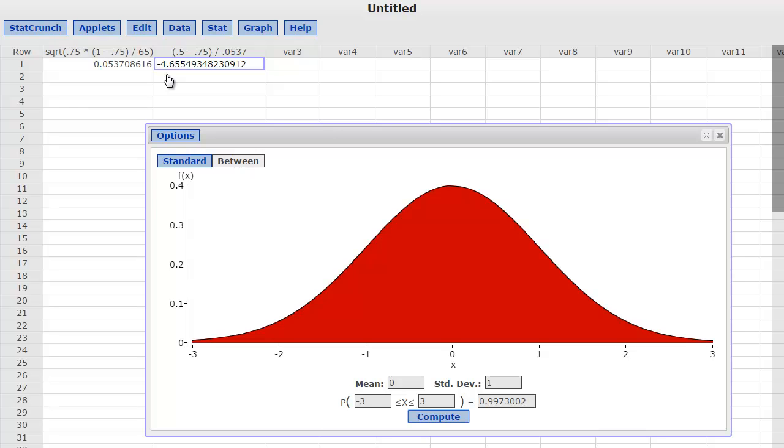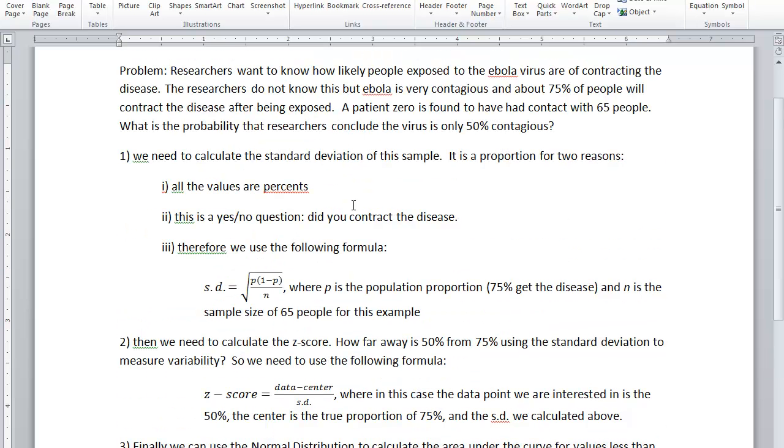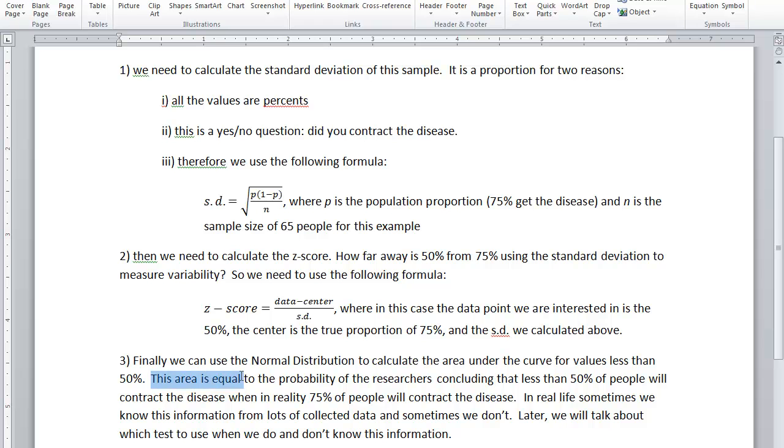Now, how small? All right, so let's go back. We calculated the z-score, so now we can finally use the normal distribution to calculate the area under the curve for values less than 50%. Only 50% contagious, so only is at maximum 50%. Now, this area is equal to the probability of the researchers concluding that less than 50% of the people will contract the disease, when the center is really 75.